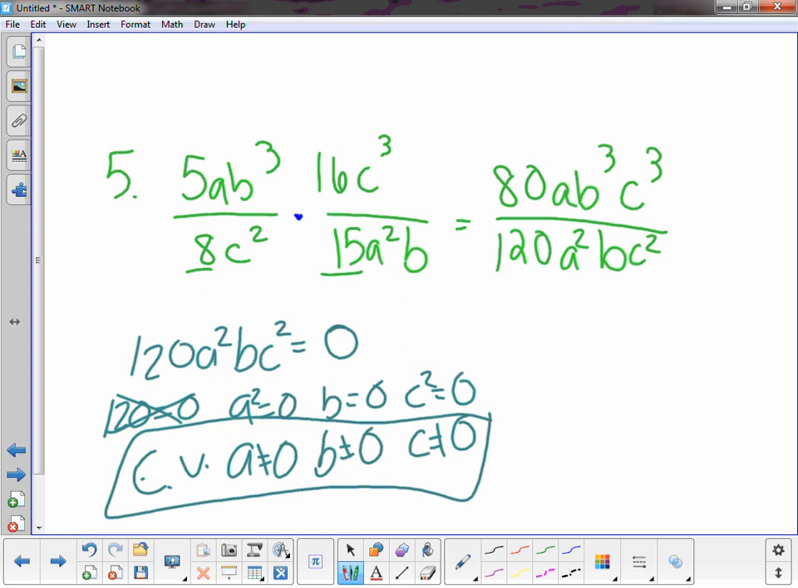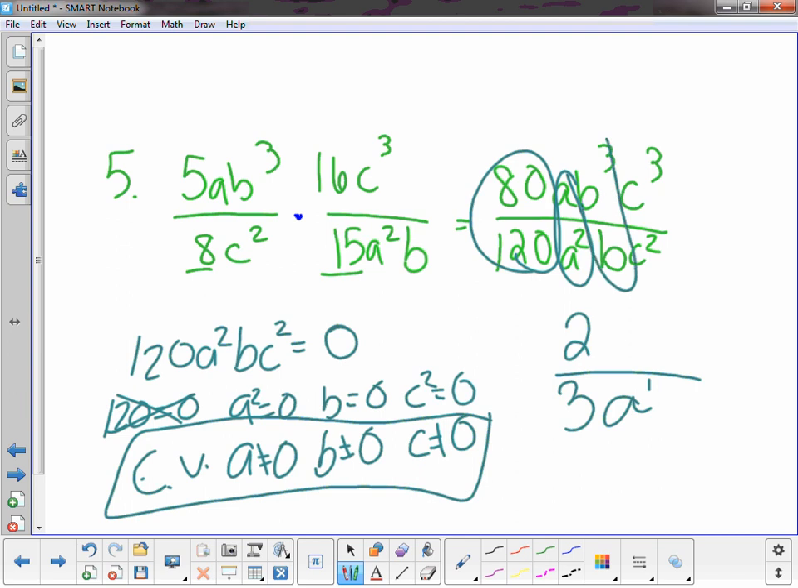Okay, so now let's go back to the fact that 80 and 120 are both divisible by 40. So we're going to divide both of these by 40, and we're left with 2/3. Now we want to deal with our letters. Here I have a over a squared. So 1 minus 2 is going to give me negative 1. I notice that the bigger amount of a's is on the bottom, so my a to the first is going to be on the bottom.